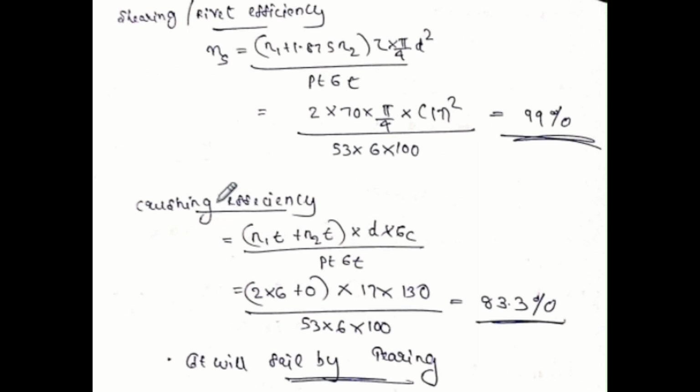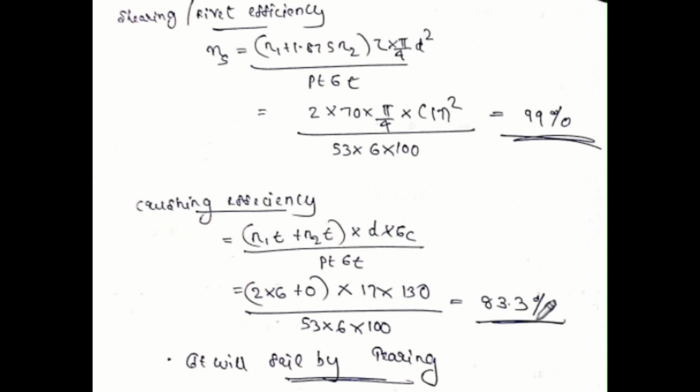And the final efficiency is crushing efficiency. When they ask about efficiency, these are the three types you need to find: tearing efficiency, shearing efficiency, and crushing efficiency. The last one, crushing efficiency, is given by this equation. These equations are all in the data book, or you can memorize them. We know all the values, and the crushing stress is given in the question. So it will be approximately 83.3 percent.